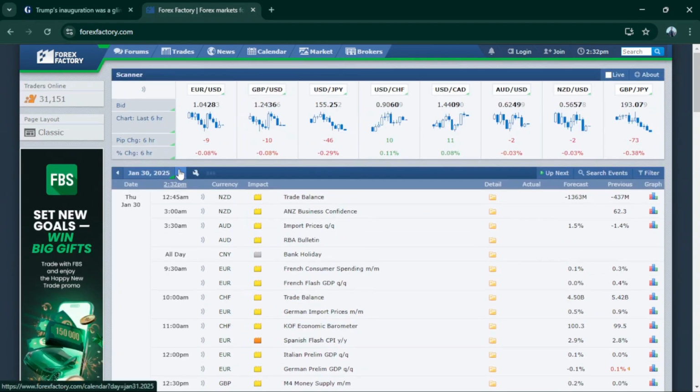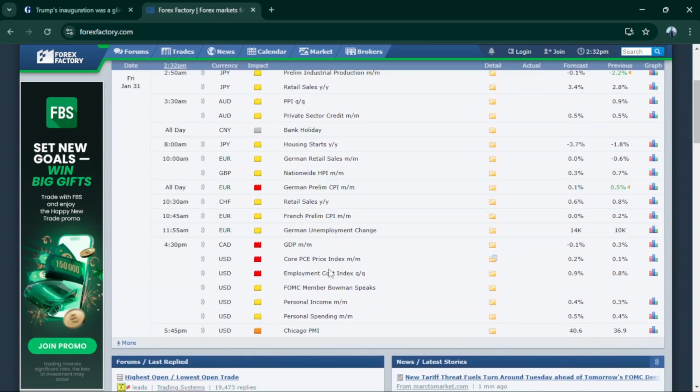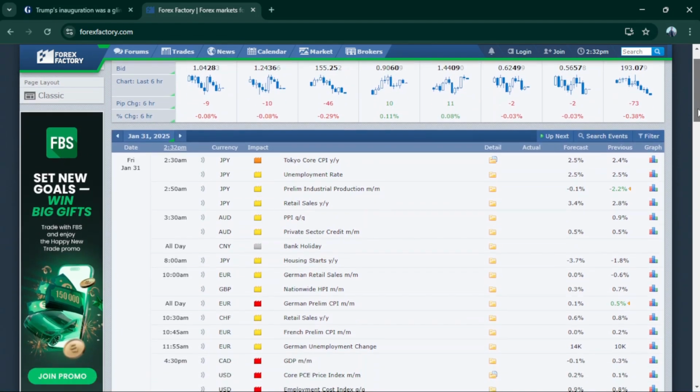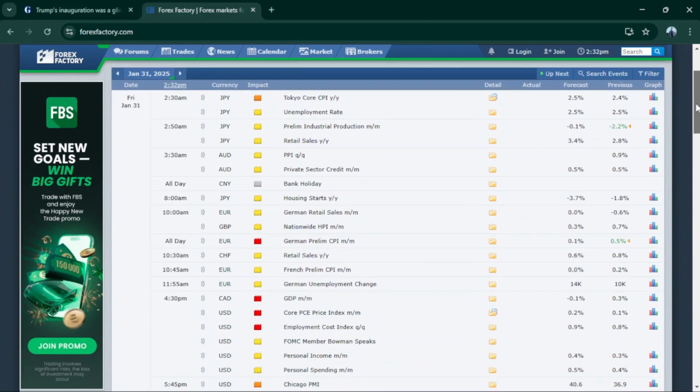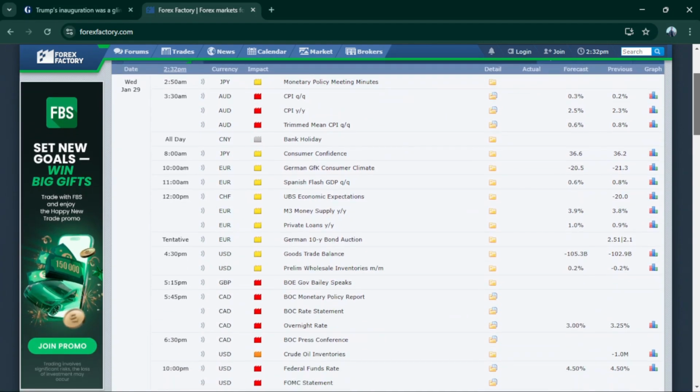And on Friday, we're going to be having core PCE price index and employment cost index. I normally don't trade this. I don't even know what this is, to be honest, at 4:30 p.m. So it looks like we're going to be having some news. Likely it's not going to be a lot of news this week. So yeah, be prepared for that.